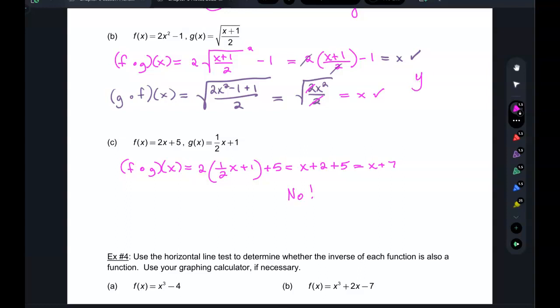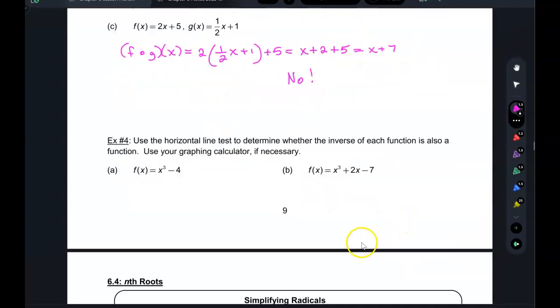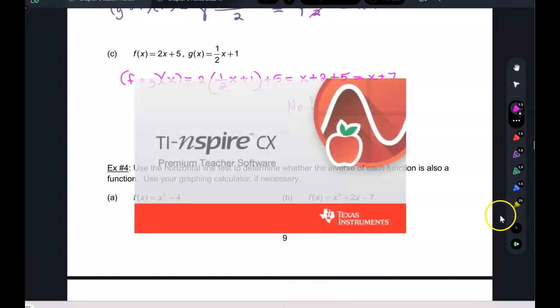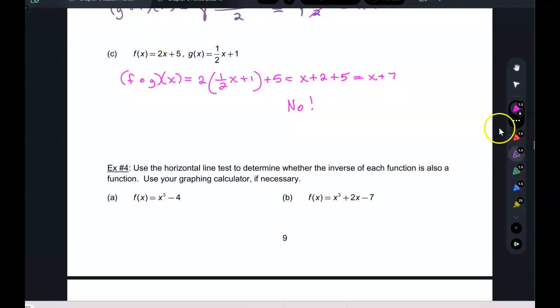Oh, sorry, I forgot to write yes for this one. It's a quiz. I accidentally wrote g of f and then that same equation. It's fine. I know what I'm supposed to do. I got x plus 7. That is right. And so since we got that, you don't even have to do the other way. If one of them is no, then we're done.